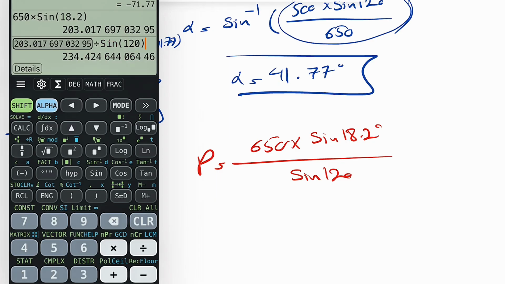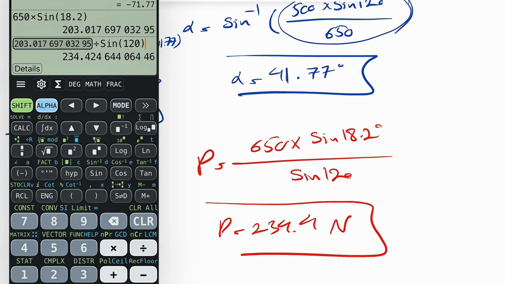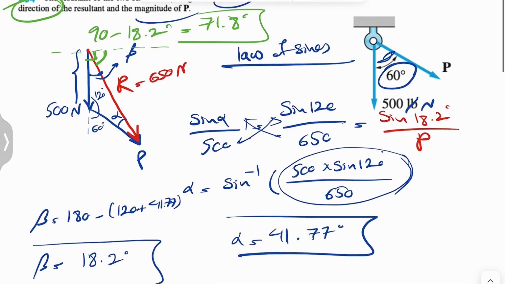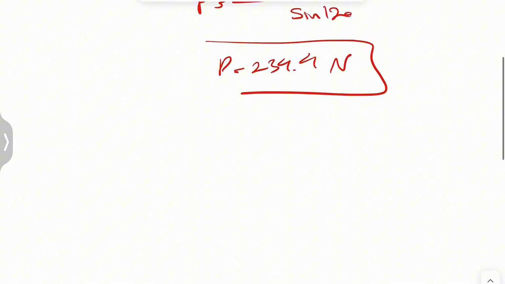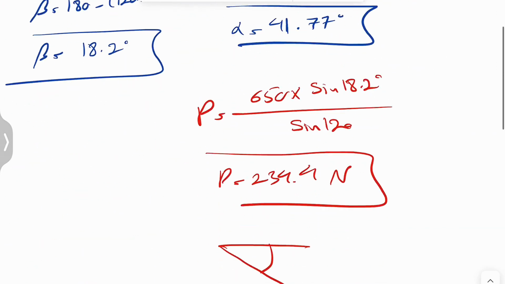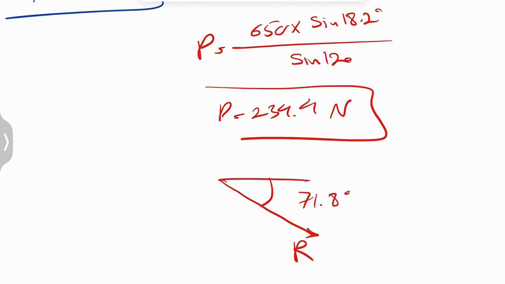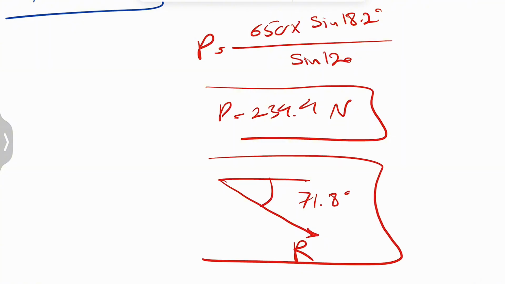So our P would be 234.4 newtons, and the direction of the R, we can just show it like this. This will be our R, and this would be the angle that we were looking for, which we found was 71.8 degrees. And yeah, that's pretty much everything for this one.